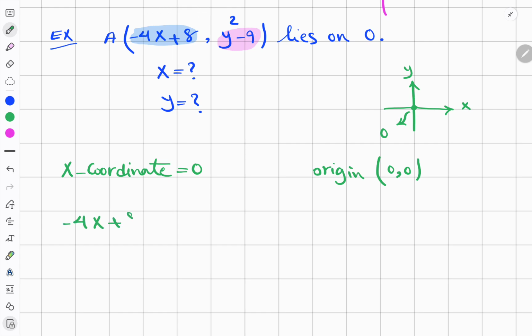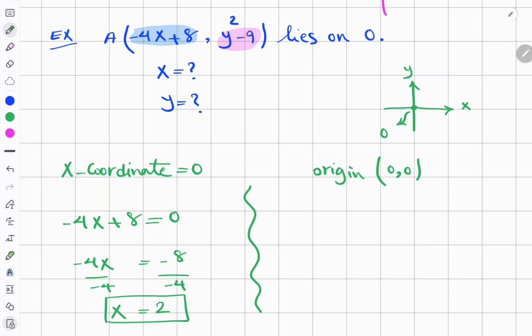Negative 4x plus 8 should be 0. So this is a really easy equation, and negative 4x is negative 8. Divide both sides by negative 4. So x equals positive 2.